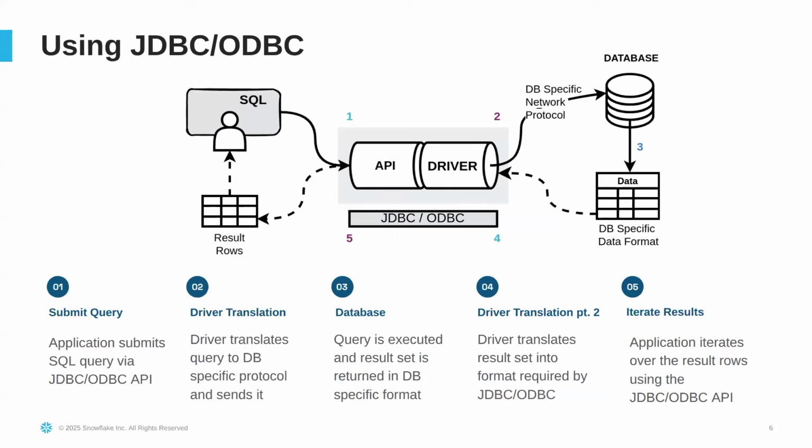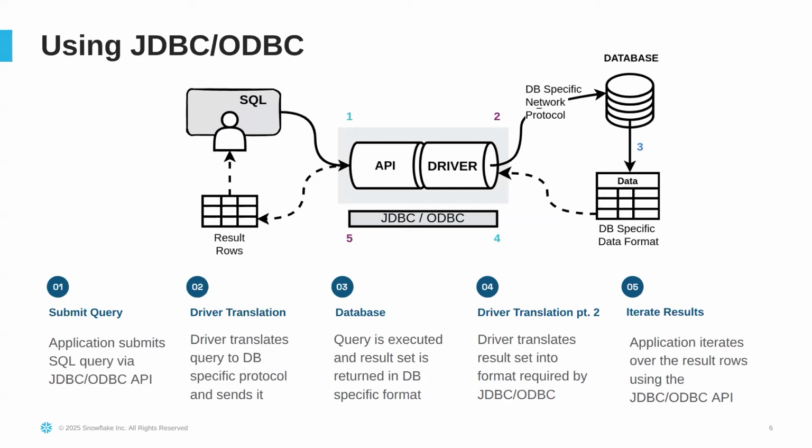Your driver that you loaded for that database will then translate the query into some database-specific protocol and send it across. And then the query will be executed by the database and results will be returned in some database-specific format. At this point, the driver is then going to translate the results from whatever format the database gave it into the format required by JDBC and ODBC, which are row-oriented APIs. And then finally, the application is going to iterate over those result rows. Nice, simple and straightforward, albeit a bit of extra work going on in modern systems.